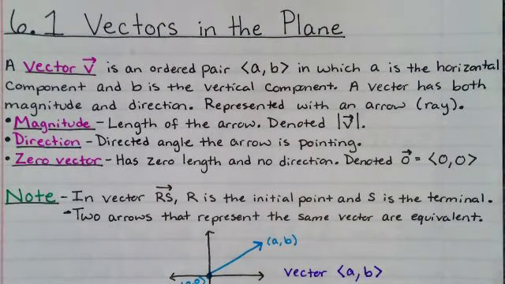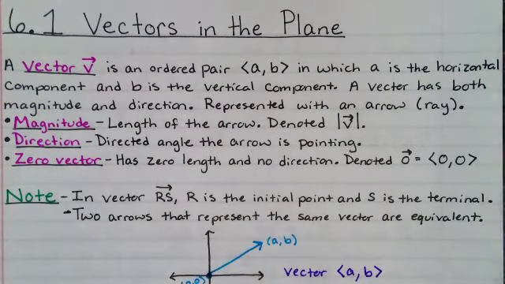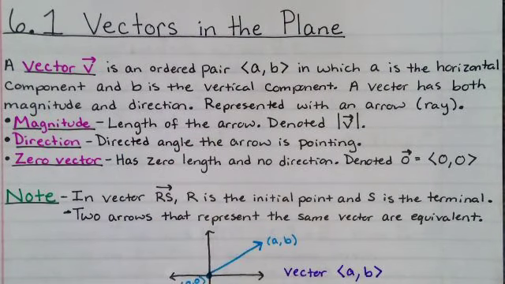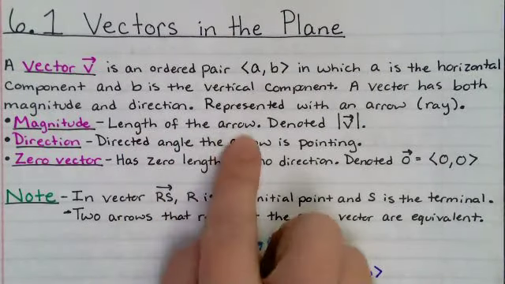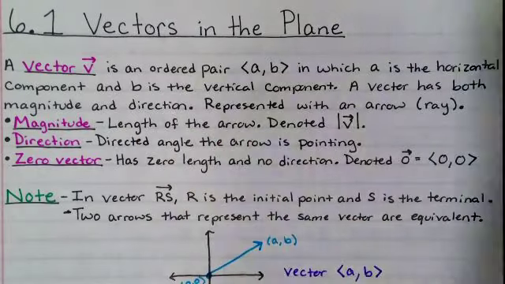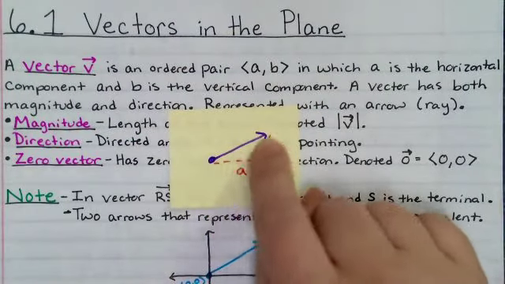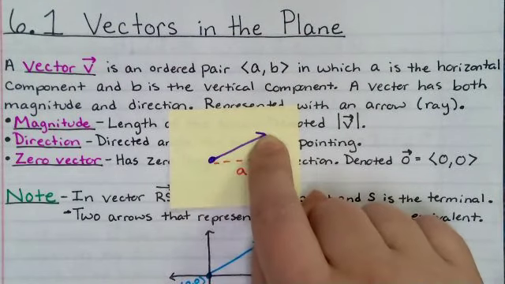Okay, let's talk about what magnitude and direction are a little bit more. While in real life we see magnitude as a speed or a weight, some kind of force, the way we're going to see it on a coordinate plane is as the length of the arrow. So if I was looking here at my little picture, the magnitude is the length that I have between the initial and the terminal point.